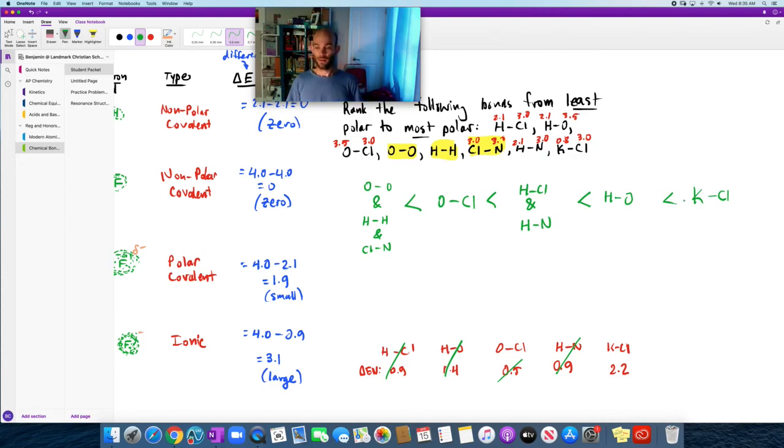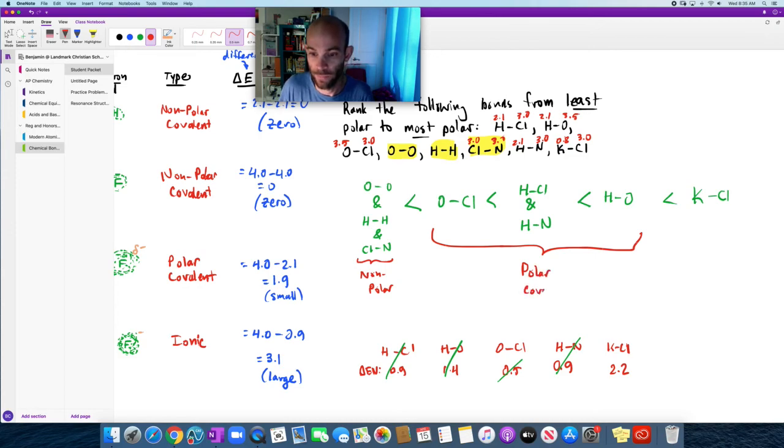Okay. And which ones of these would be nonpolar? The ones with 0 difference in electronegativity. So all of these right here are nonpolar covalent bonds. These ones right here would be polar covalent because they have relatively small differences in electronegativity. So partial charges, not full charges. And this one right here, that's ionic. The most polar would be ionic, full negative and positive charges.